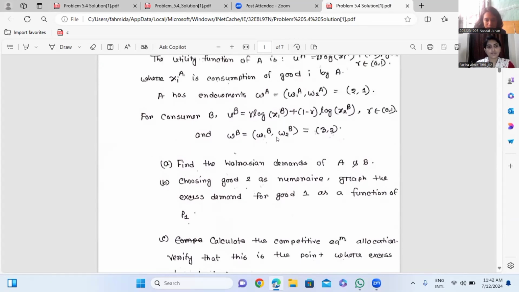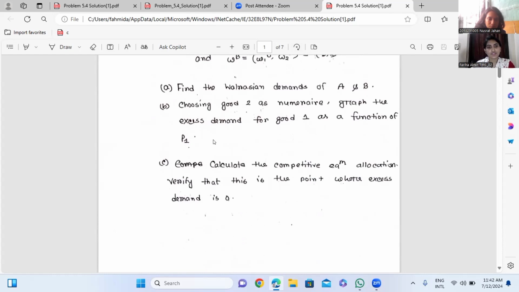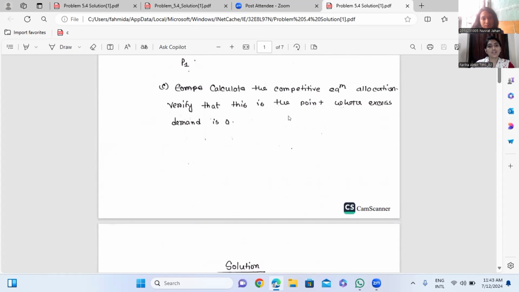So both these functions are Cobb-Douglas preference. In the first part of the question, it is asked to find the Walrasian demand of A and B. And in the second portion, it is said that choosing good 2 as numeraire, graph the excess demand for good 1 as a function of P1. That means, I think in this question, I need to put the value of price of good 2 equal to 1. And the last question is calculate the competitive equilibrium allocation and verify that this is the point where excess demand is 0.